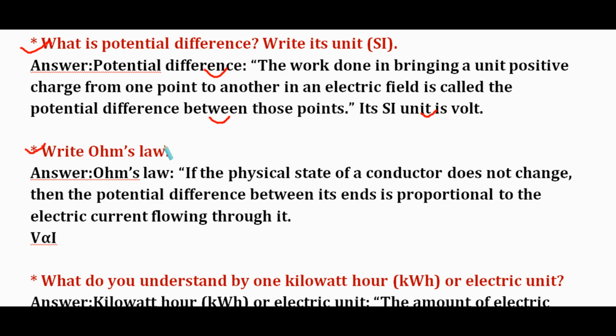Now question, write Ohm's law. So let us see Ohm's law. If the physical state of a conductor does not change, then the potential difference between its ends is proportional to the electric current flowing through it, and it is written as V proportional to I. You can also write this formula as V equals IR, where V is potential difference, I is current, and R is resistance.